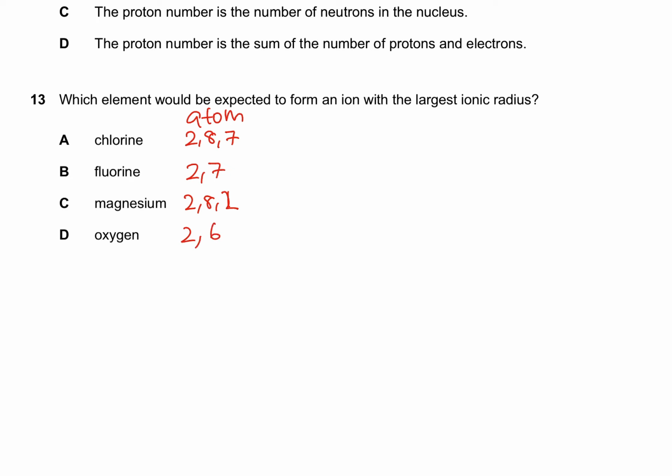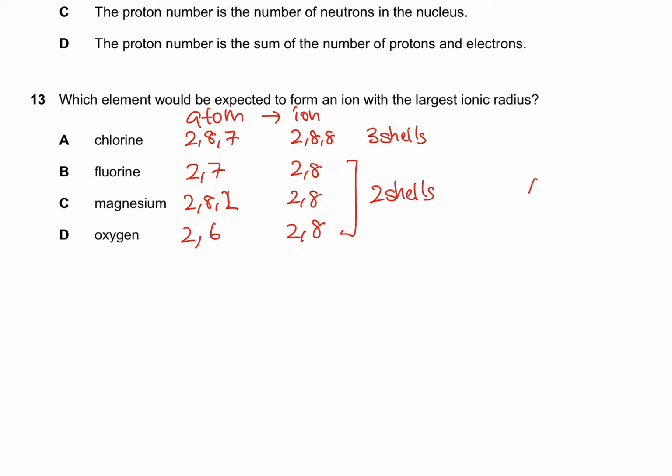2.6. So the atom has this electronic configuration, but for the ion, we will know that chlorine would be formed 2.8.8, fluorine will be 2.8, magnesium will be 2.8, and then oxygen will be 2.8. So we can see that chlorine contains 3 shells, but fluorine, magnesium, and oxygen all only contain 2 shells. That means that the 3 shells has to be the biggest, right? So over here, the answer should be A.